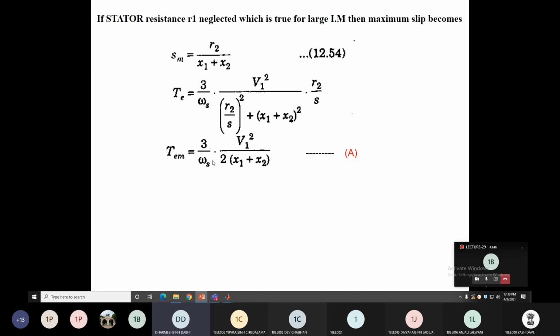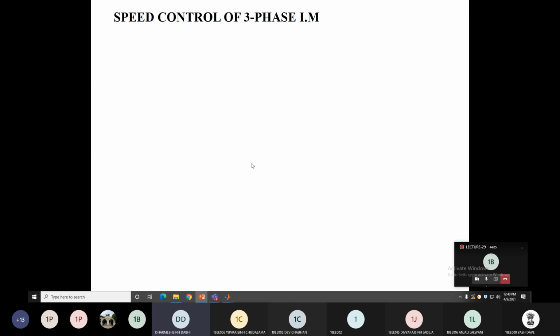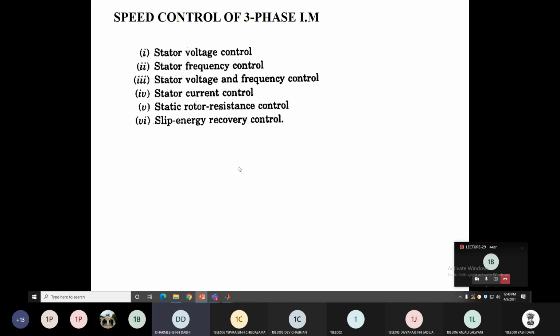So it means that it depends upon the frequency. It means torque is inversely proportional to frequency and directly proportional to the square of the supply voltage. So from this concept, we can control the torque and speed of the induction motor. So let's try to understand by which methods we can control the speed of the induction motor.